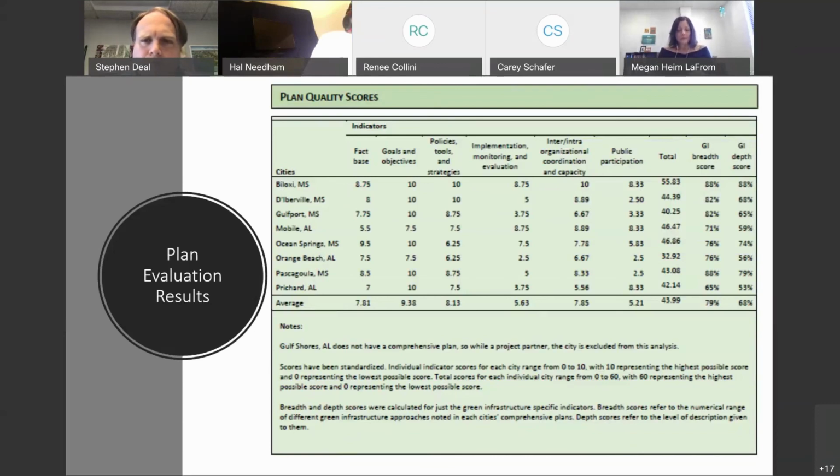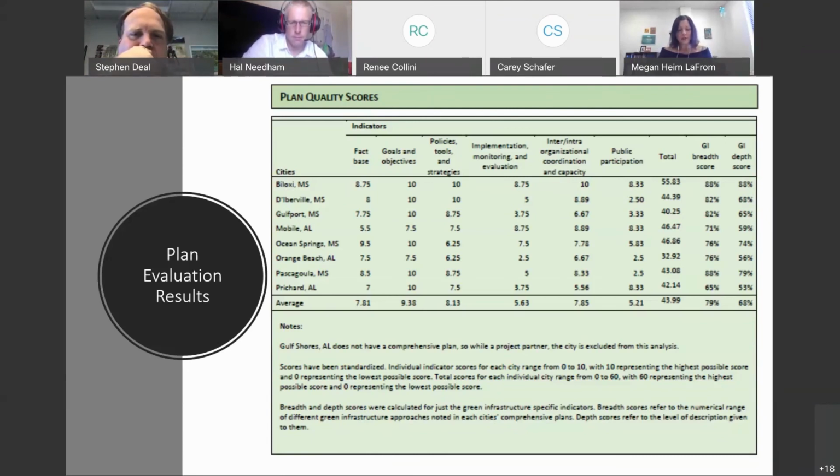When we look collectively across all plans, the highest scoring components are the goals and objectives component and the policies, tools, and strategies component. The lowest scoring components overall are the implementation, monitoring, and evaluation component, and the public participation component. And falling somewhere in the middle overall are the fact-based component and the organizational coordination and capacity component.